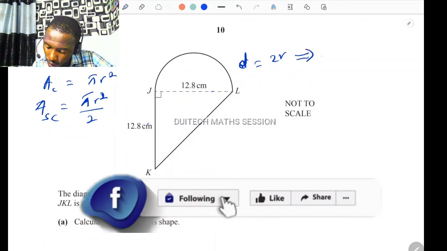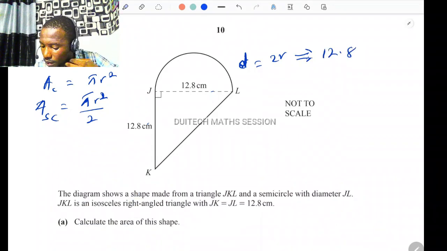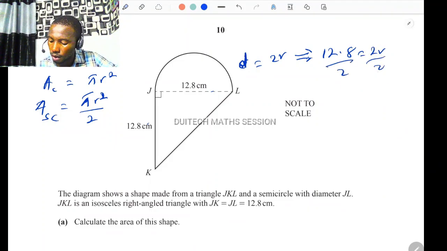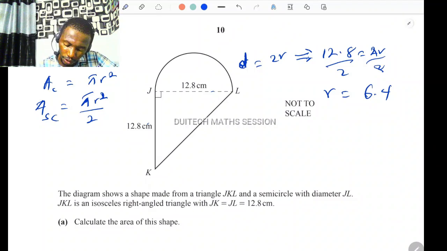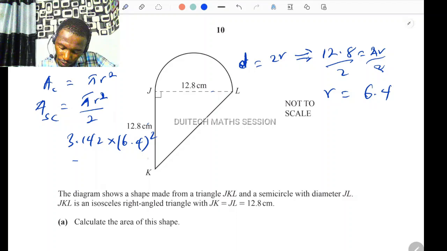This implies that 12.8 is equal to 2r divided by 2. Cancel. r is equal to 12.8 divided by 2, which is 6.4. So the radius is 6.4. So put it here now. We have 3.142 times 6.4 square, all over 2.